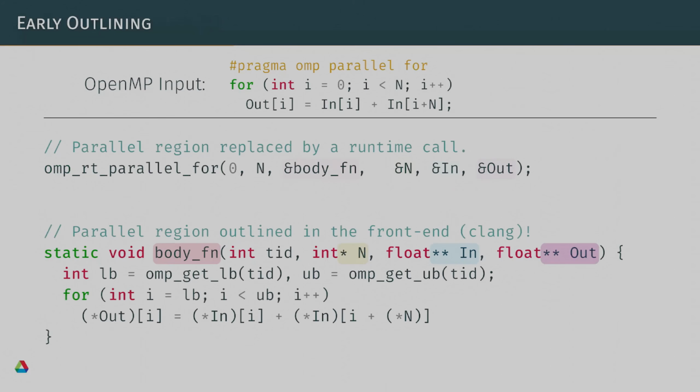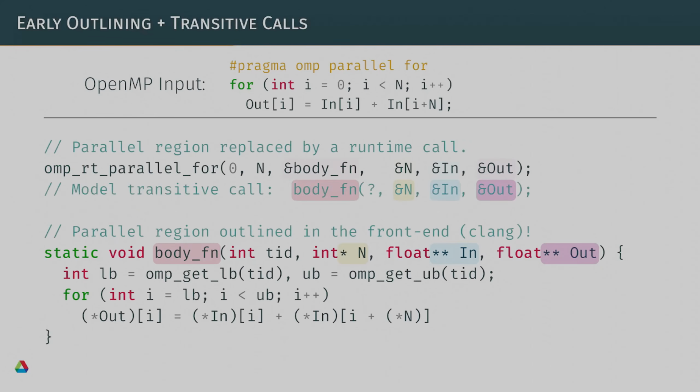Let's take a look again at what we have here. You see that we know, with our domain knowledge, that the parallel for runtime call is going to call the body function and pass n in and out. We know that. Why don't we tell that to the compiler, so that it can do interprocedural optimization here? Because it now knows that the only thing that happens here is that the body function is called with those arguments. So what we actually do in LLVM now is we model this transitive call, the call that happens inside the runtime of the body function with those arguments.